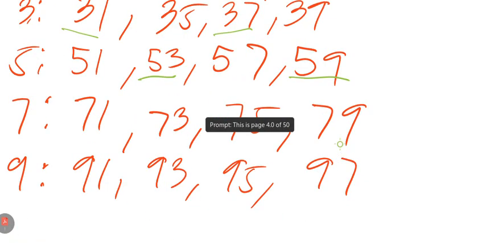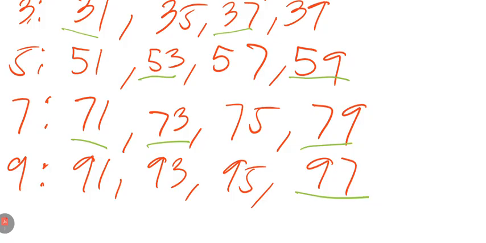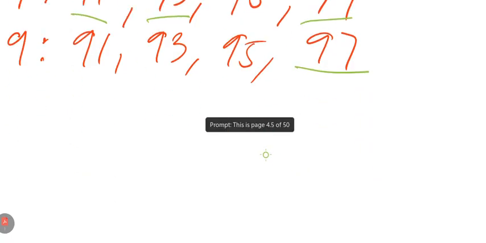Moving on, 71 is a prime, 73 is a prime, but 75 is divisible by 5, and 79 is a prime number. Next, 91 is divisible by 7. 93 is divisible by 3, 95 is divisible by 5, and 97 is a prime number. Now let's write out all the prime numbers that we have.